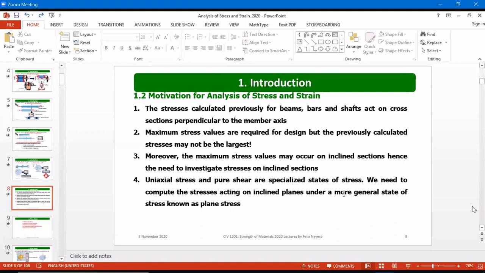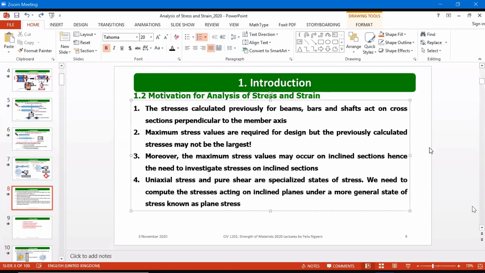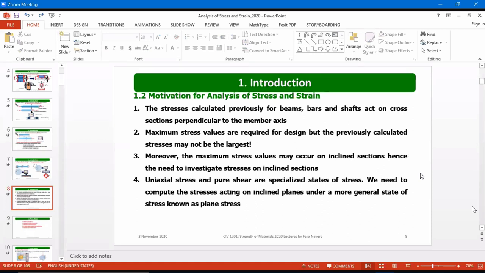Also, I mentioned that the uniaxial stress and pure shear are specialized states of stress. So in analysis of stress and strain, we need to compute stresses on inclined planes. And in that case, the state of stress is general. It's not only uniaxial, it's not just pure shear. It is a general state of stress, which is referred to as plane stress. The plane stress itself is also a simplified state of stress.